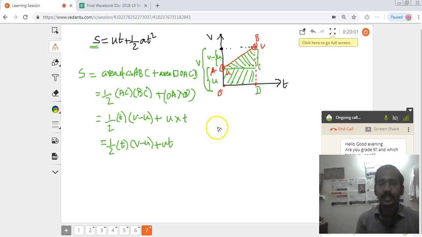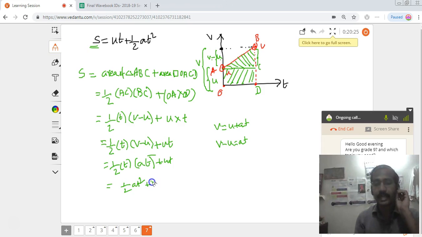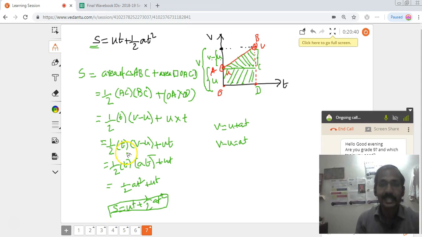From the first equation, you know that v is equal to u plus at, so v minus u is equal to at. Substitute the at value over here. Half t into at plus ut, that is equal to half at square plus ut. So finally s is equal to ut plus half at square. Hope you got it. I guess you are feeling a bit of difficulty with this one. It's not exactly difficult; we need to follow it step by step.